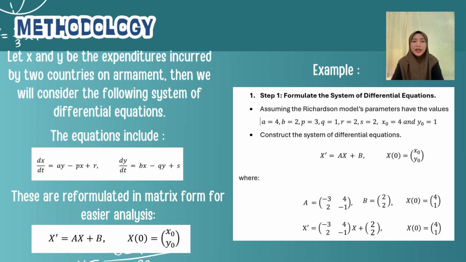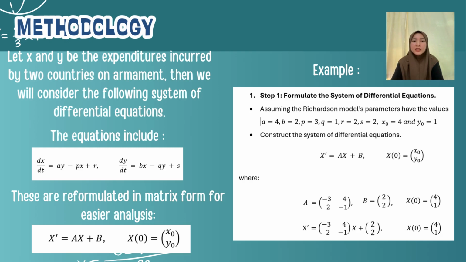To simplify the analysis, we rewrite the system in matrix form: X' = AX + B, where X = (x, y) is the vector of expenditures, A is the coefficient matrix, and B represents external factors. The initial conditions are given by X(0) = (x, y) in a bracket.